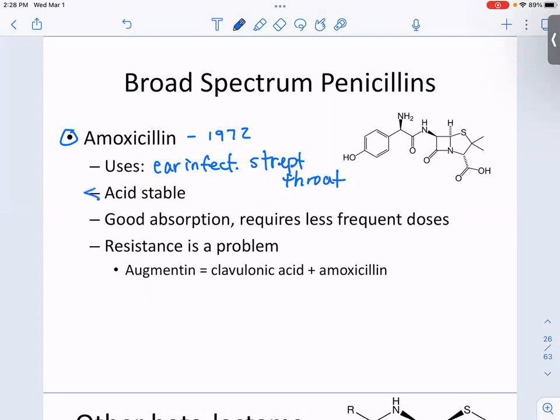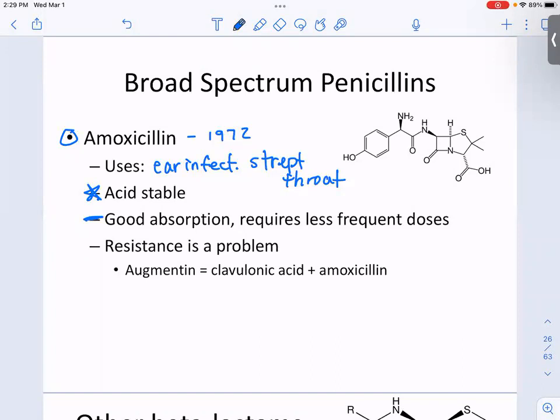So again, the nice thing about this is that it's acid stable. We can take it by mouth. Good absorption. We don't have to dose it as frequently. I think it's 3 times a day, which seems kind of often if you're trying to give it to a kid, but must be less often than what penicillin had to be. Still used today, but resistance is a growing problem.